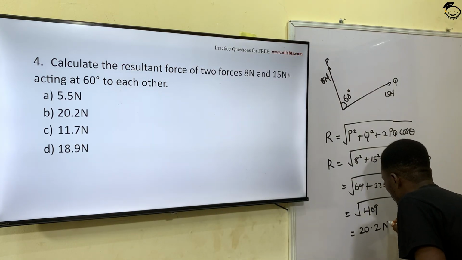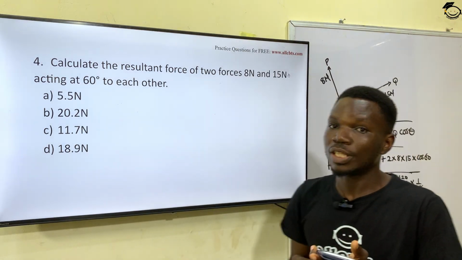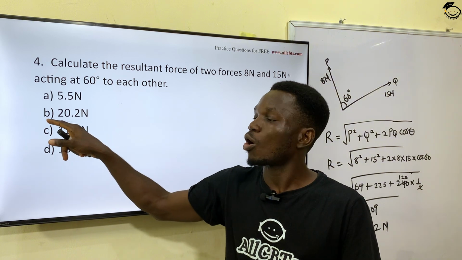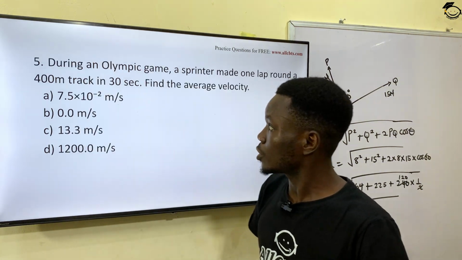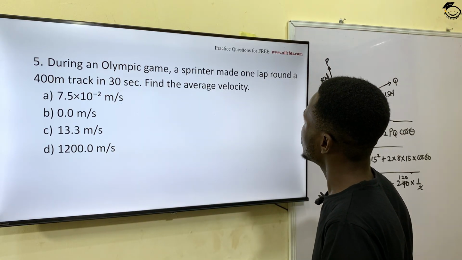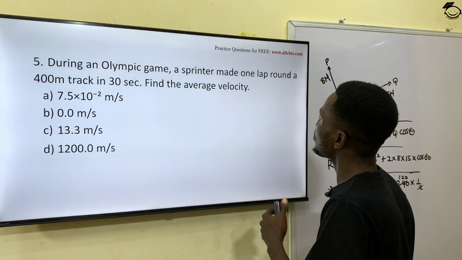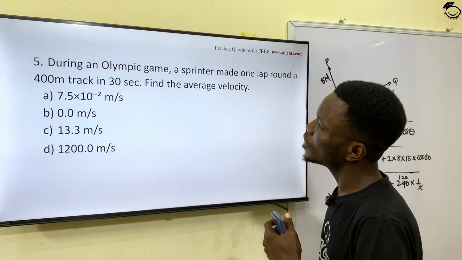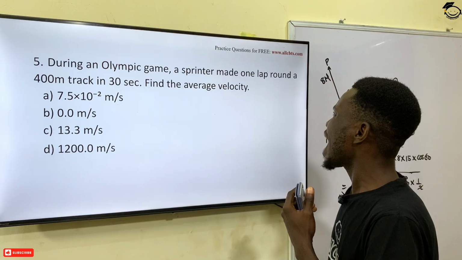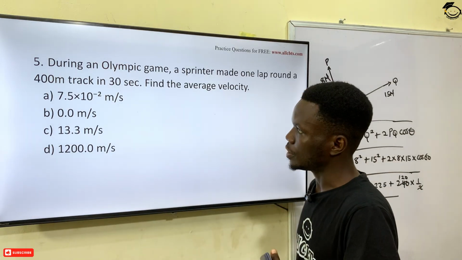20.2 Newton. So it means at the end of the day, my answer to this question is 20.2 Newton, which is option B. So that takes us to the next question, which is question number 5. It says, during an Olympic game, a sprinter made one lap around a 400 meters track in 30 seconds. Find the average velocity.